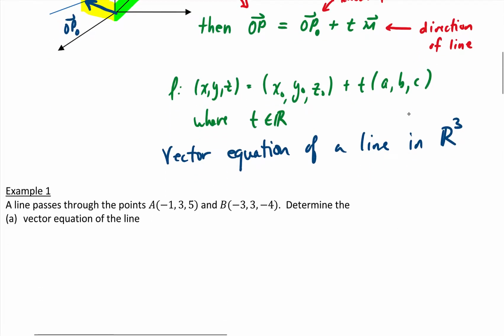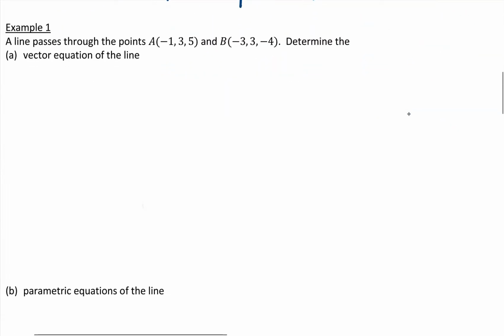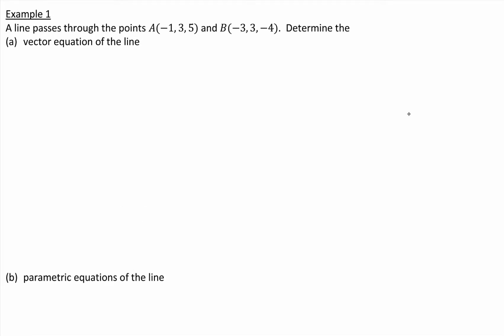So now let's look at an example. You're told a line passes through the following 2 points, A and B. So we have some line, and it passes through the following 2 points, A and B. Determine the vector equation of this line. So we need a starting point, and we have 2 of them. We can either use A or B. However, we still need a direction. So let's say we take this as our direction.